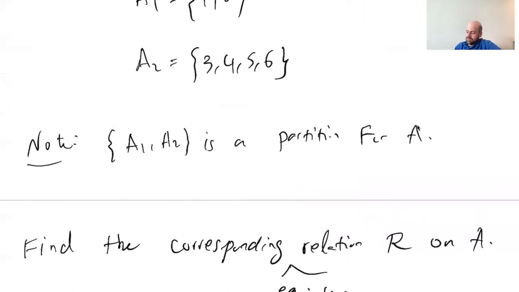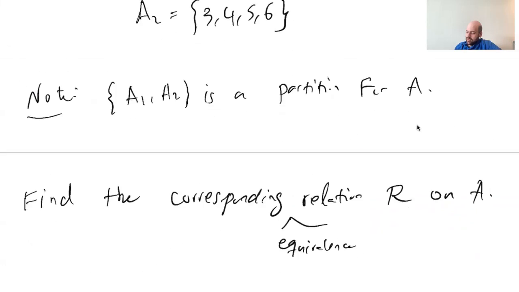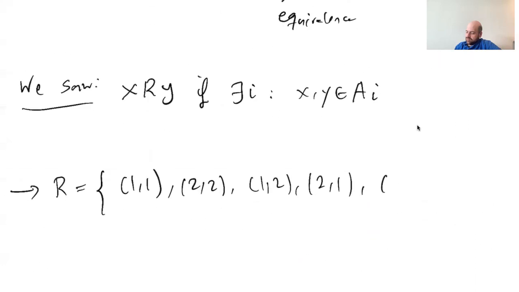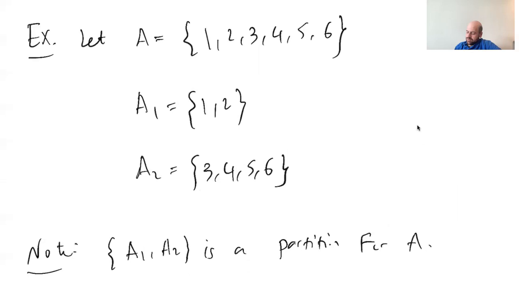And what else? So these are the elements corresponding to the elements in A1. And for A2, we have 3, 4, 5, and 6. So again, (3, 3) must be in R, (4, 4) must be in R, (5, 5), (6, 6). So these must be in R because 3, 4, 5, and 6 are in A2.